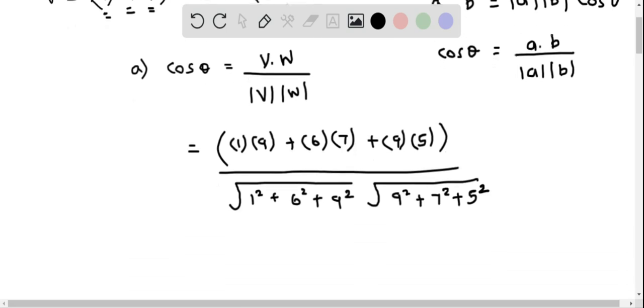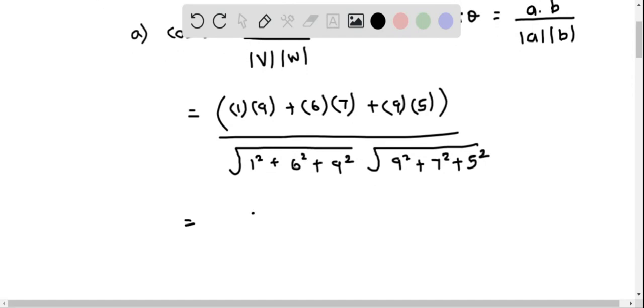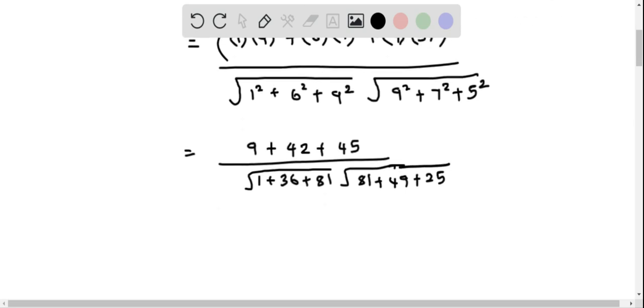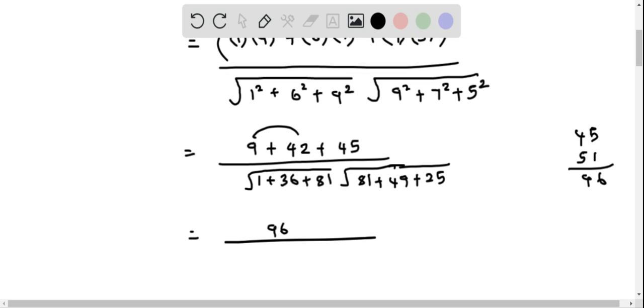Let's evaluate this expression. The numerator is 1 times 9, which is 9, plus 6 times 7, which is 42, plus 9 times 5, which is 45. The first square root is 1 squared, which is 1, plus 6 squared, which is 36, plus 9 squared, which is 81. The second expression is 9 squared, which is 81, plus 7 squared, which is 49, plus 5 squared, which is 25. So 9 plus 42 is 51, plus 45 gives 96 in the numerator. Under the first root, 36 plus 1 is 37, plus 81 is 118.